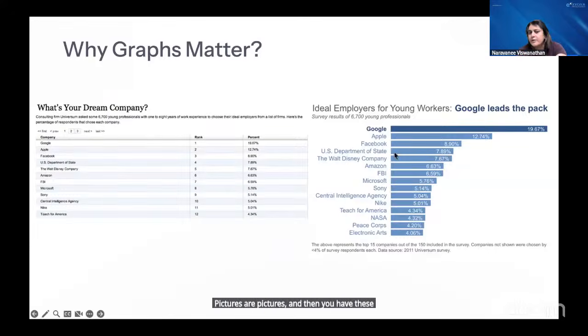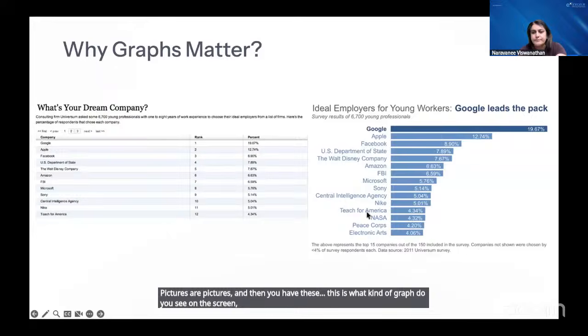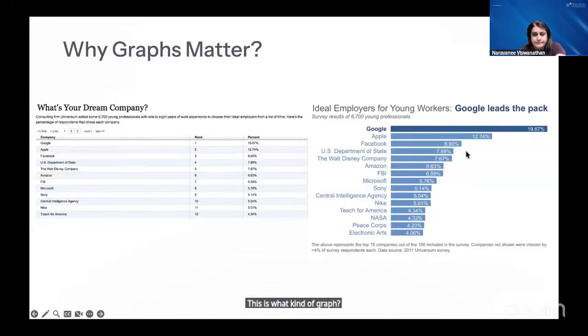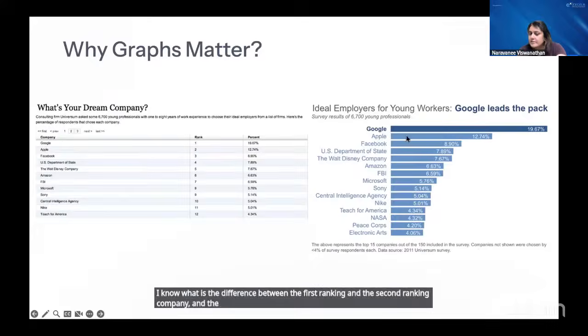What kind of graph do you see on the screen, guys? Yes, this is called a bar graph. Very good. And like you said, you can find that this graph is much more clarifying than this data, because here I know that the data is in descending order. I know the difference between the first ranking, the second ranking and the third ranking company, right? You can see all of that, and it is very intuitive.